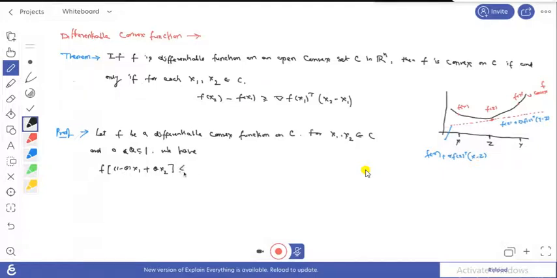So this is less than or equal to 1 minus theta of f(x1) plus theta of f(x2). Or you can rewrite this equation as 1 minus theta of f(x1) plus theta of f(x2) is greater than or equal to f of 1 minus theta x1 plus theta x2. Now if we try to solve this, this becomes f(x1).